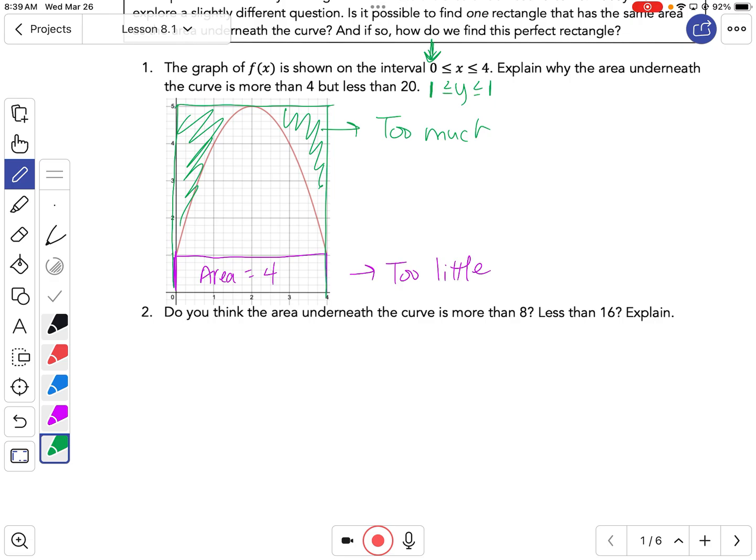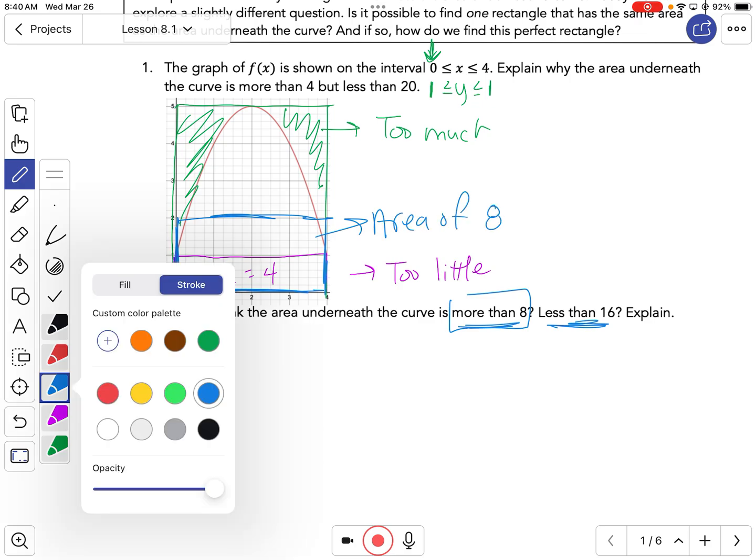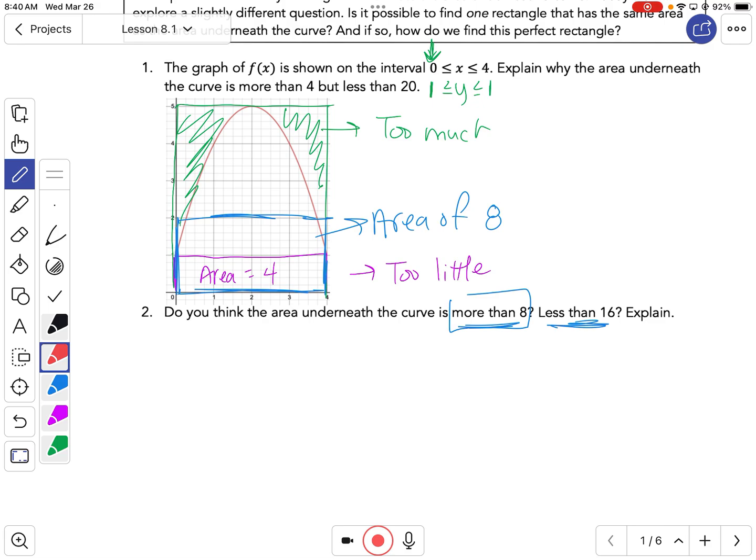Okay, all right, so question, do we think the area under the curve is more than 8, less than 16? What do we think? Okay, well, let's talk about those areas. For an area of 8, it would have to be this one, 4 by 2. Okay, so that's an area of 8. Right, and then an area of 16 would be 4 times 4.